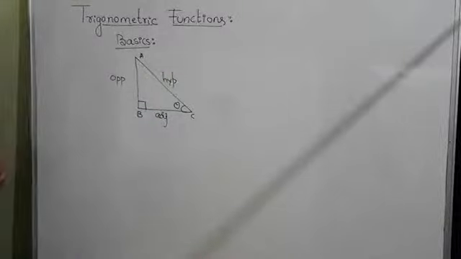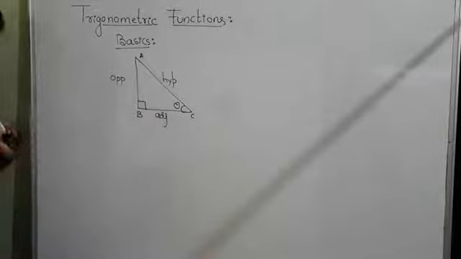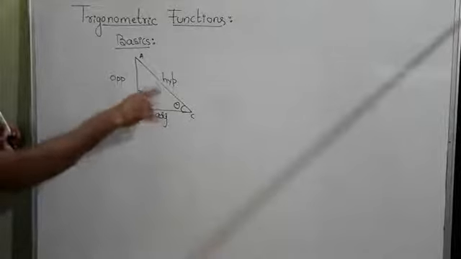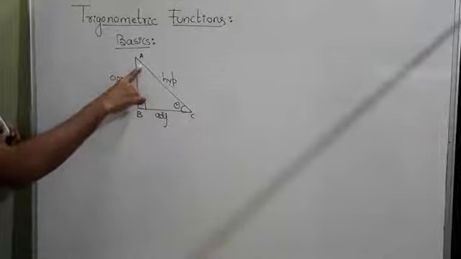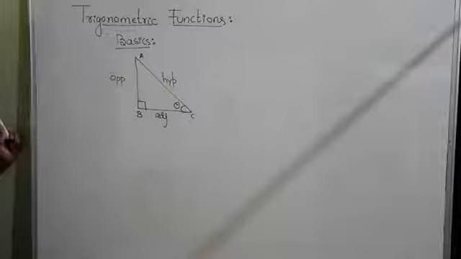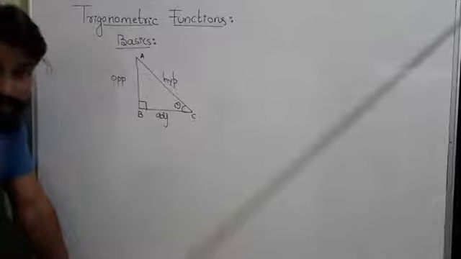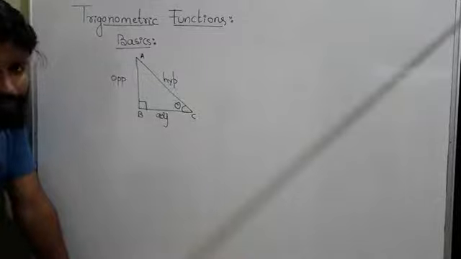Whenever we are given a right angle triangle, we should be able to note what is opposite, what is adjacent, and what is hypotenuse, and it always depends on the angle theta. Suppose I take angle A as theta, in that case this will be opposite, this will be adjacent, and this will be hypotenuse. So it depends on where the theta is. Once we know this right angle triangle and the sides, then we define 6 trigonometric functions.